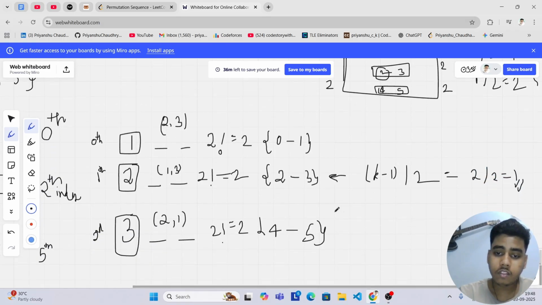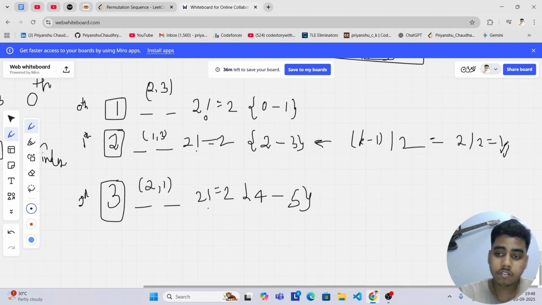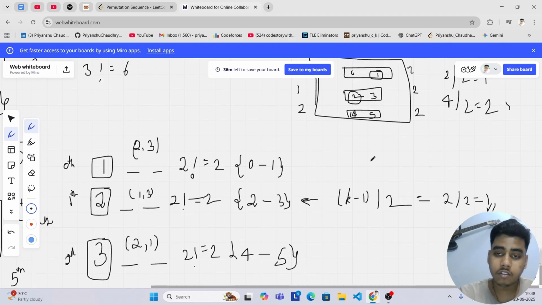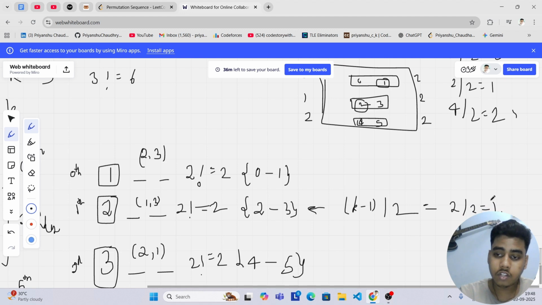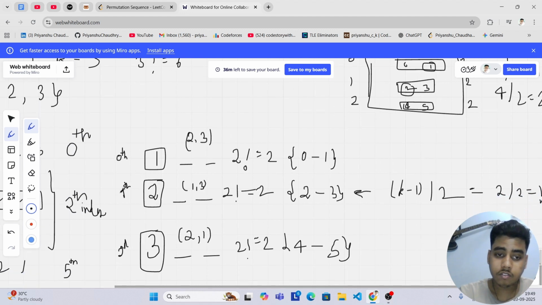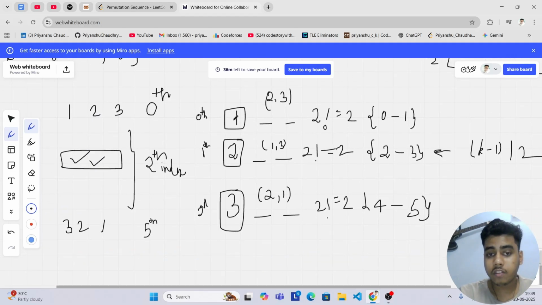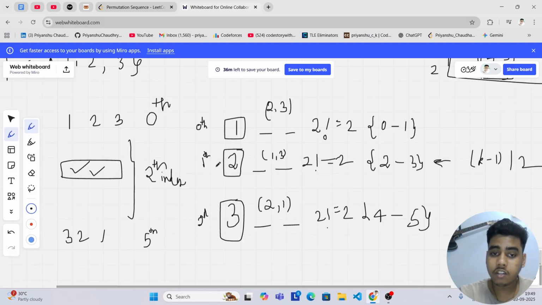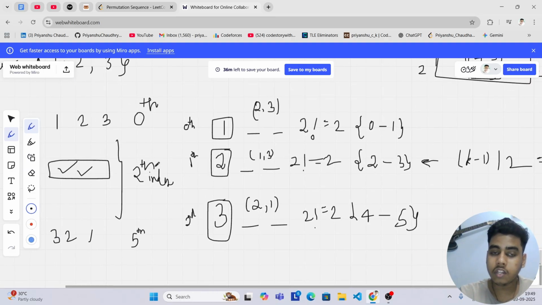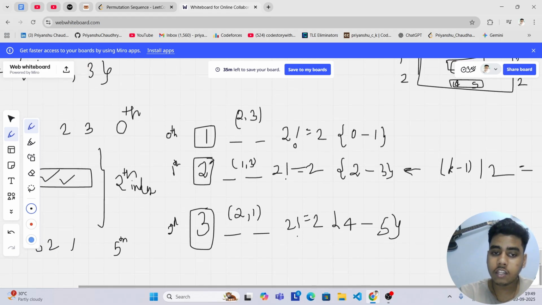So here I got to know that after dividing by the total factorial, which was 2, it is telling me 1. So the 1st block is containing the 2nd index element. Alright, so here we got the starting element, that is 2.